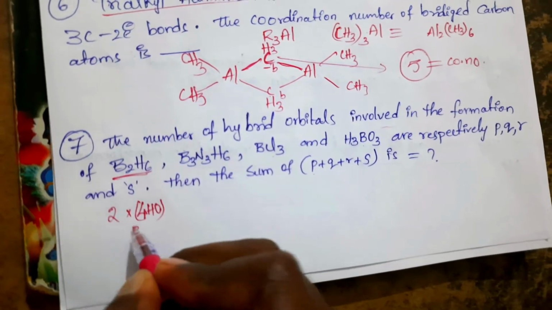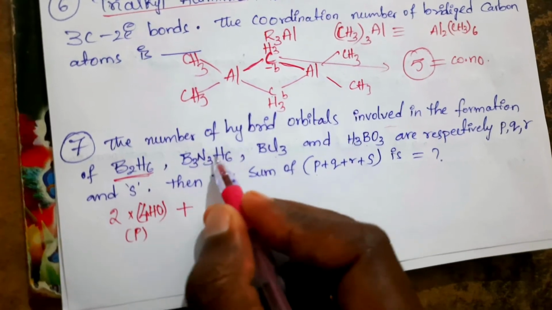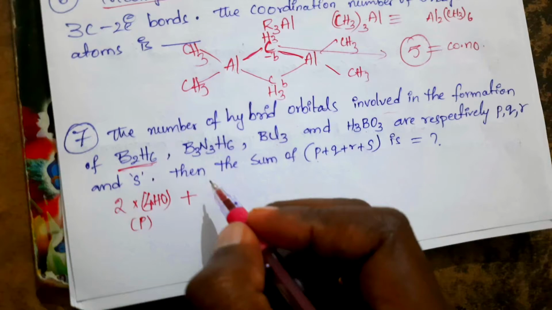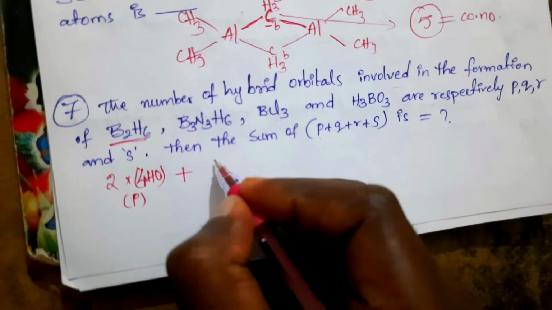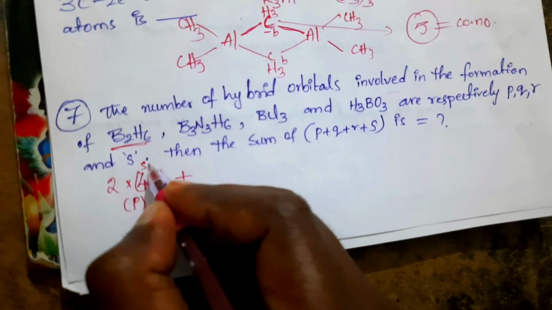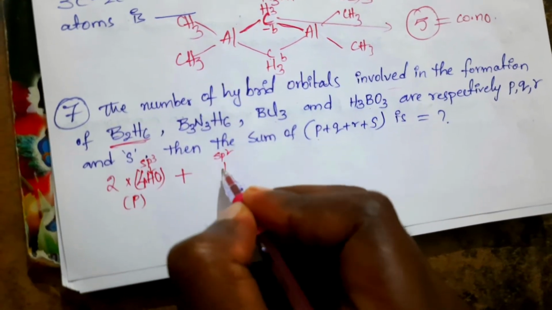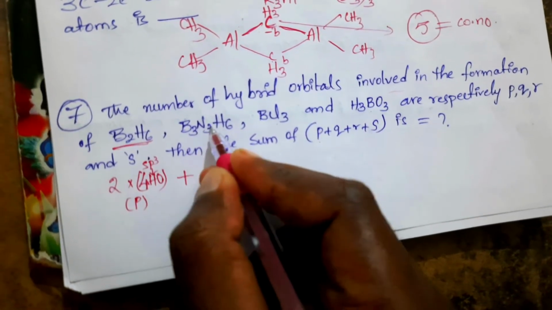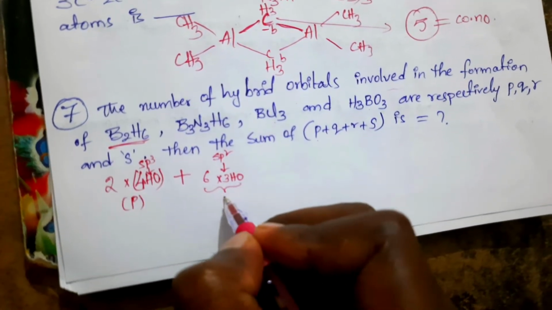That is P. Now plus, here B3N3H6, borazole. Each boron and nitrogen atom participates in sp2 hybridization. sp3 means 4 hybrid orbitals, sp2 means 3 hybrid orbitals. How many atoms will it be? 3 boron atoms, 3 nitrogen atoms, 6 it will be. So that is Q.